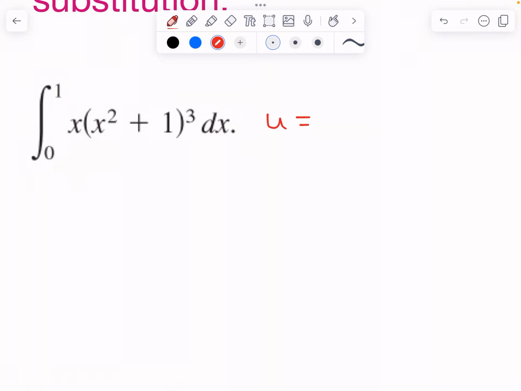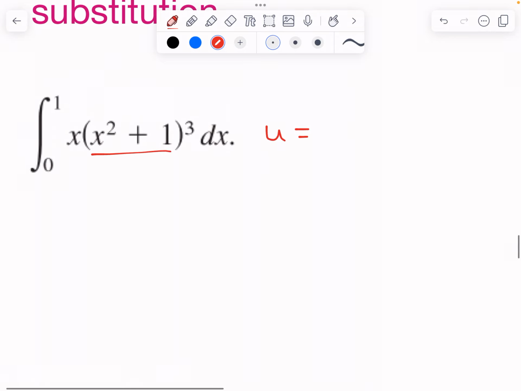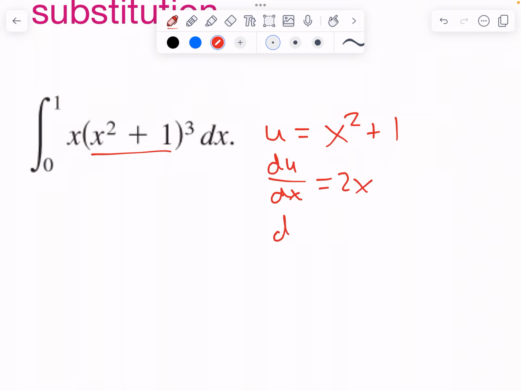So here, using our thought process, it'd be helpful to try letting u equal x squared plus 1. Then the derivative of u with respect to x would be 2x, and like you've seen, I like to then solve for dx directly so I can make a direct substitution.